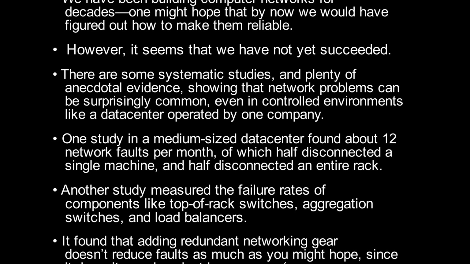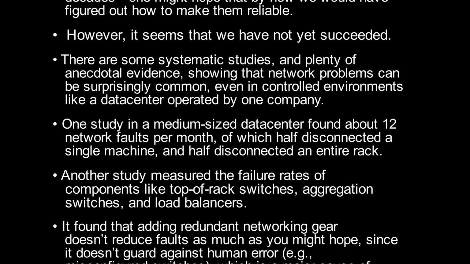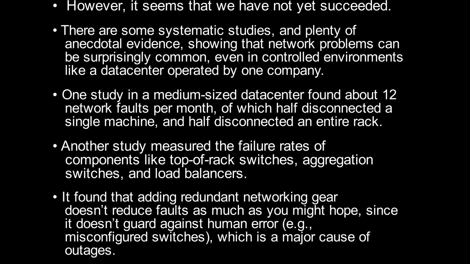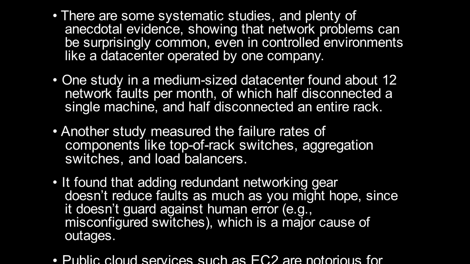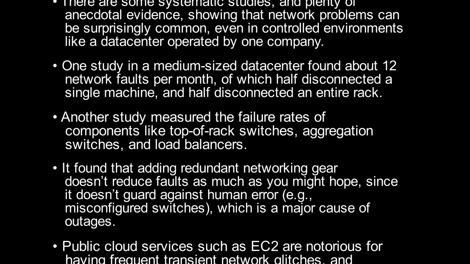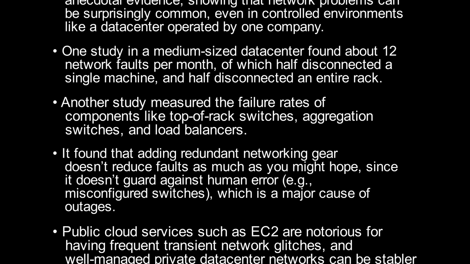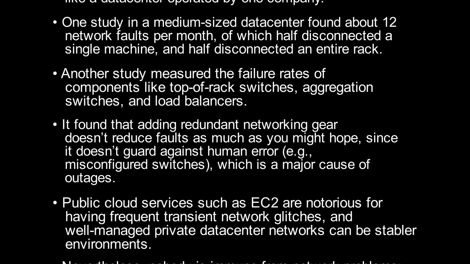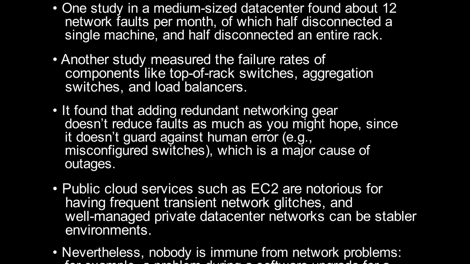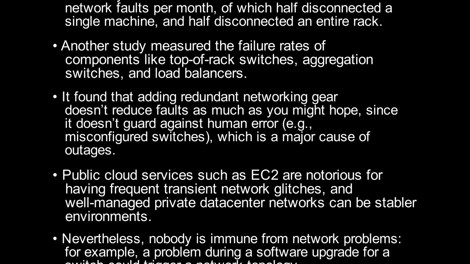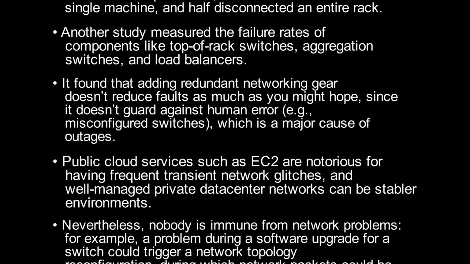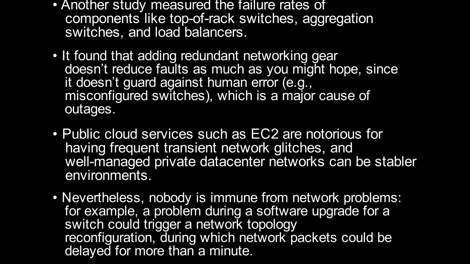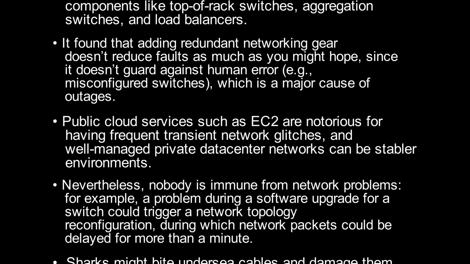Another study measured the failure rates of components like top-of-rack switches, aggregation switches, and load balancers. It found that adding redundant networking gear doesn't reduce faults as much as you might hope, since it doesn't guard against human error, for example misconfigured switches, which is a major cause of outages. Public cloud services such as EC2 are notorious for having frequent transient network glitches, and well-managed private data center networks can be stabler environments. Nevertheless, nobody is immune from network problems.